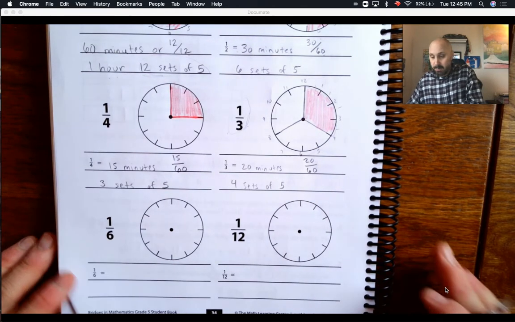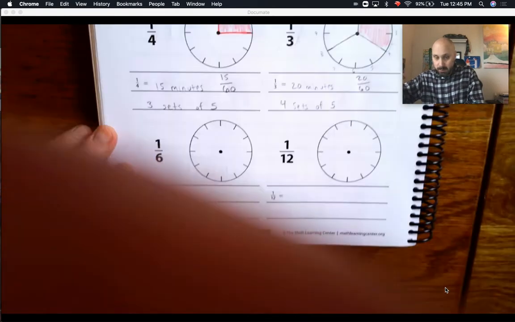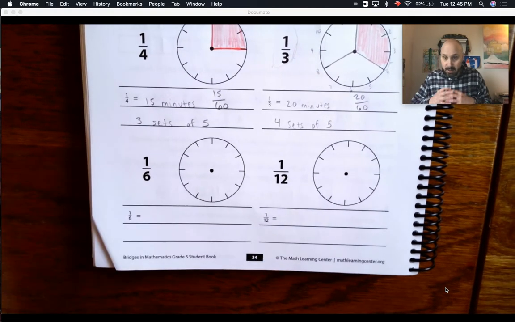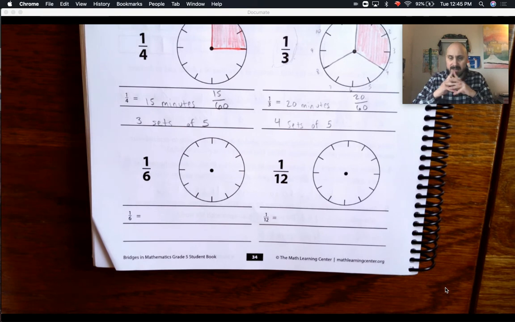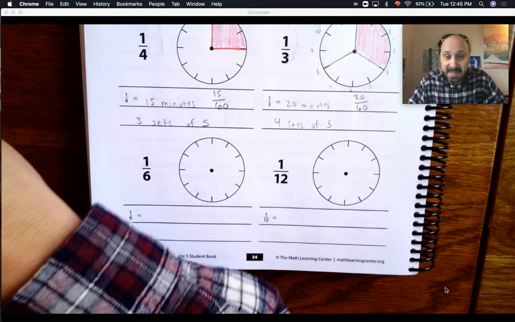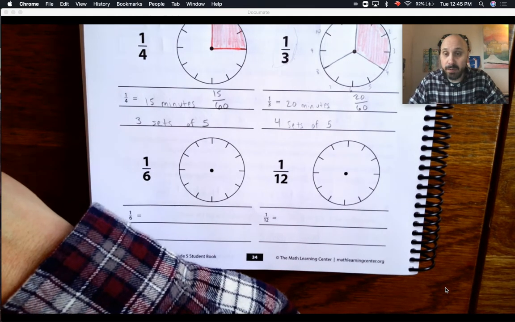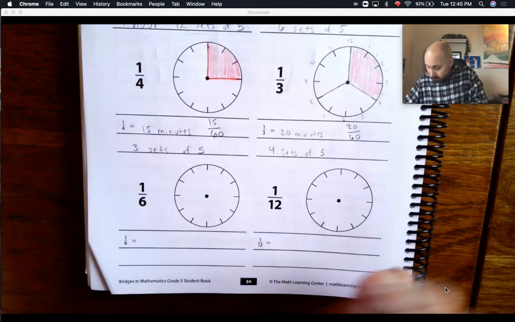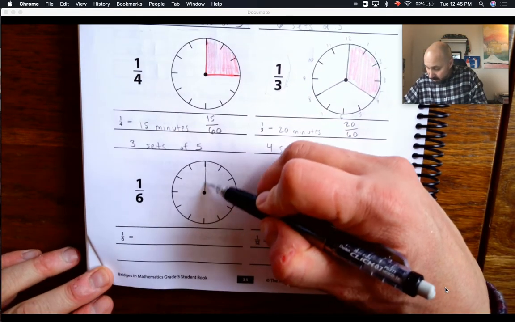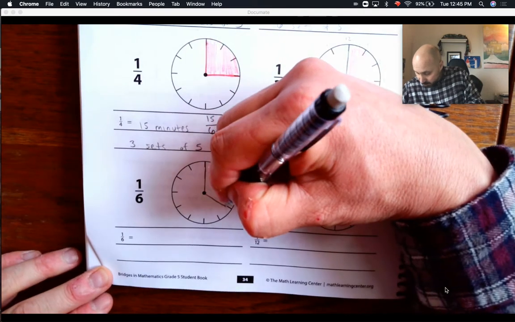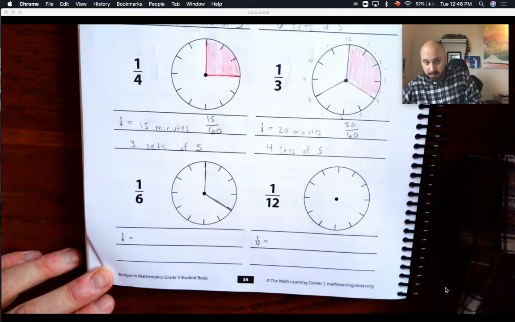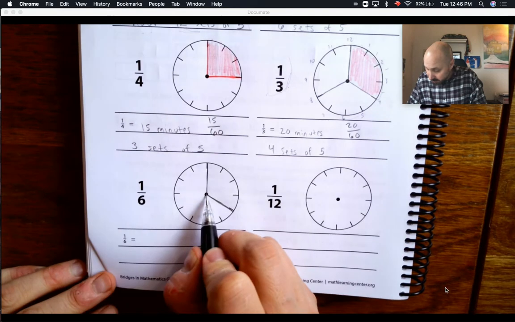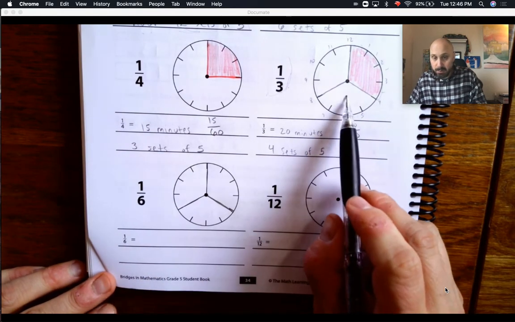Okay, so now we're on to the bottom ones, 1/6 and 1/12. And we can break our clock face into sixths and twelfths. So how would I break a clock into sixths? Well, I can tell you that 1/6 is half of 1/3. So, knowing that, I'm going to go ahead and break my clock into thirds again. So let's start by breaking our clock just like we did up here. Let's start with our thirds.